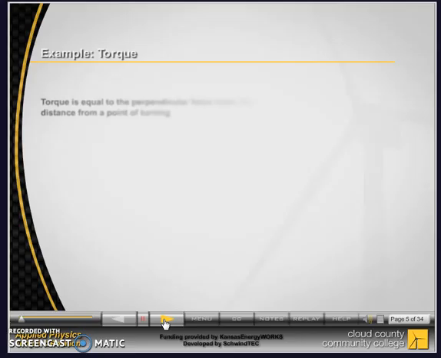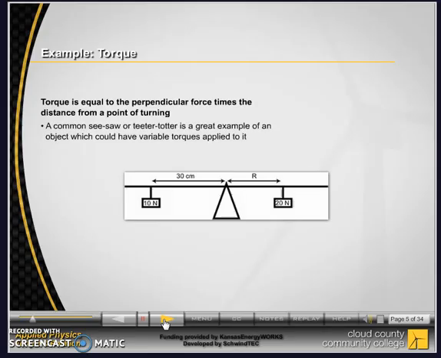If torque is equal to the perpendicular force times the distance from a point of turning, a common schoolyard seesaw or teeter-totter is a great example of an object which could have variable torques applied to it. A weight of 10 newtons is placed on a model seesaw at a distance of 30 centimeters from the pivot. Where should the weight of 20 newtons be placed to balance the seesaw?